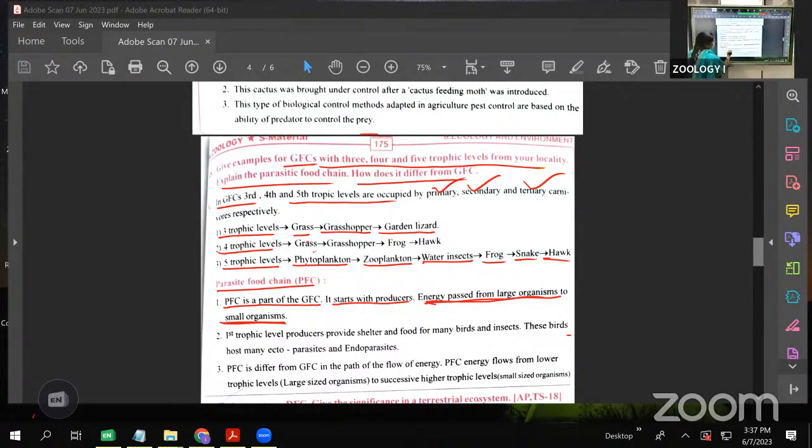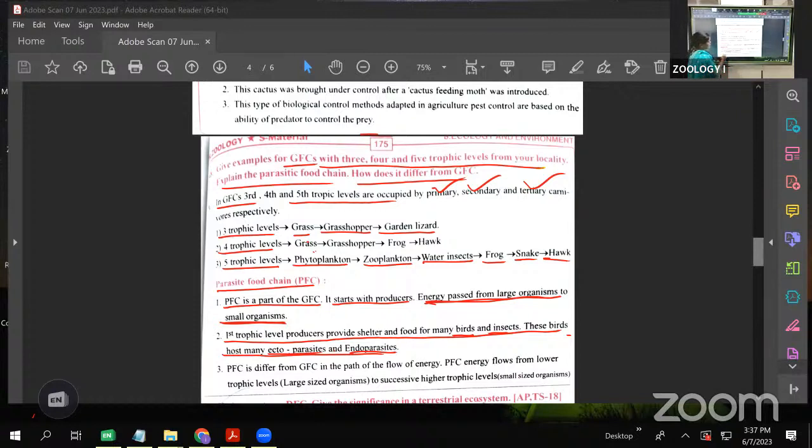The first trophic level provides shelter and food for those that make it a host for their young. The first trophic level means producers, meaning trees. They give shelter and food to many birds and insects. The birds and insects are hosts to the ecto and endoparasites.